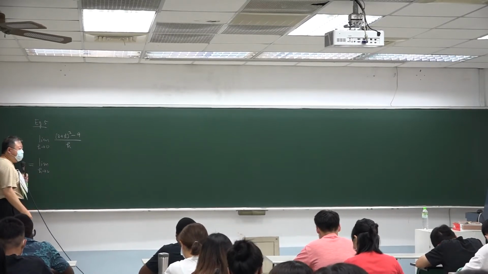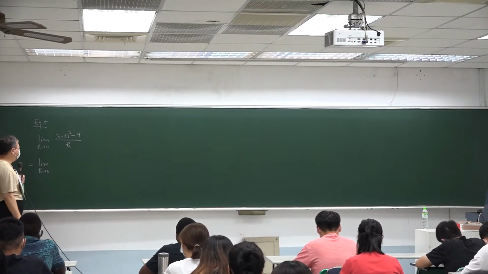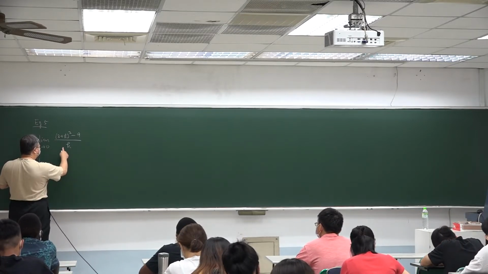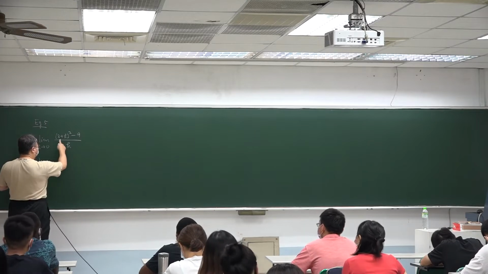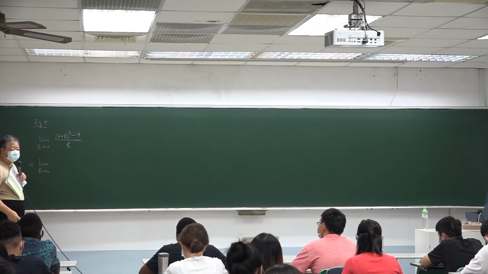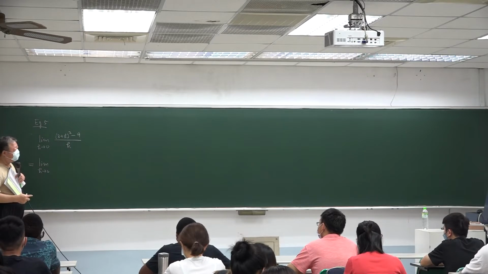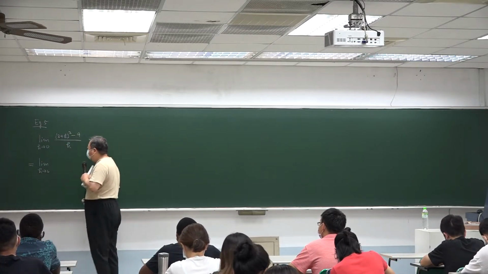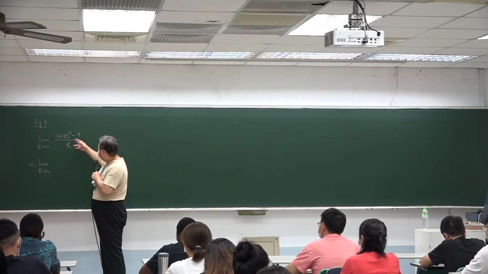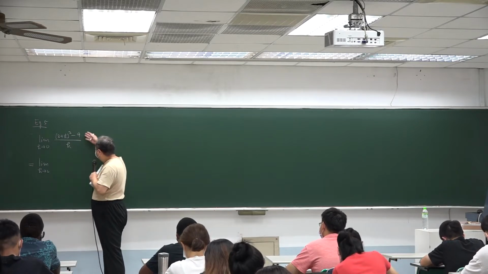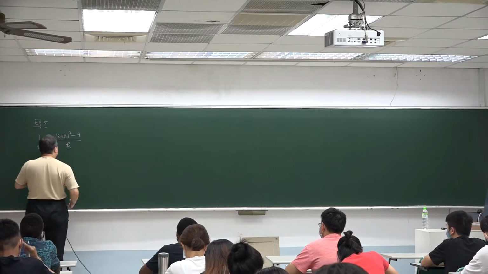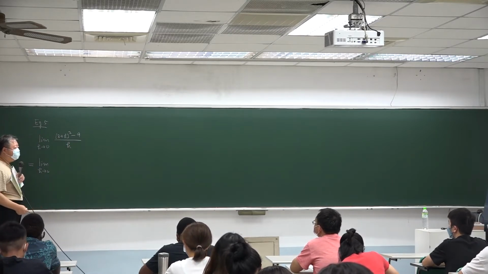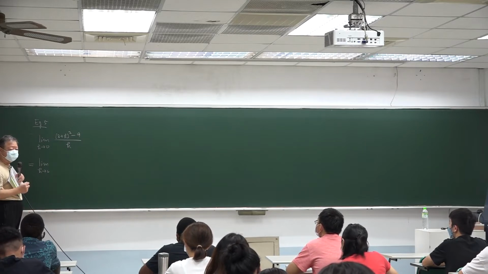This is a rational function in the variable h. If h equals 0, then the denominator is 0 and the numerator is 0. So we can simplify this. This is a polynomial in h, and when h equals 0, this value is 0. So this polynomial has a factor h.